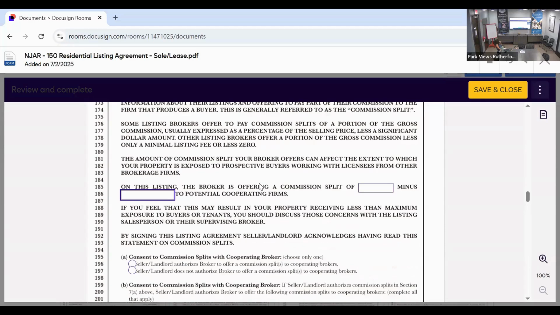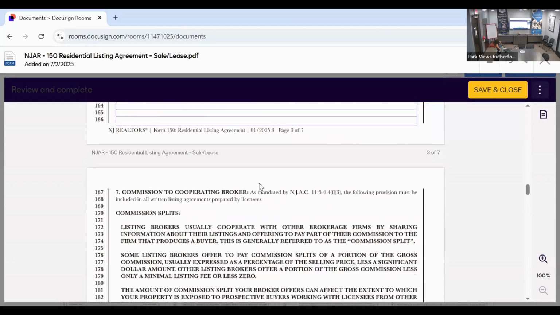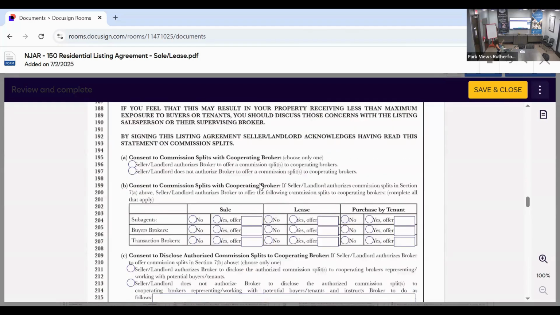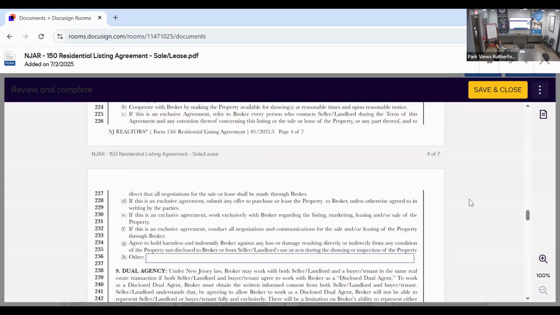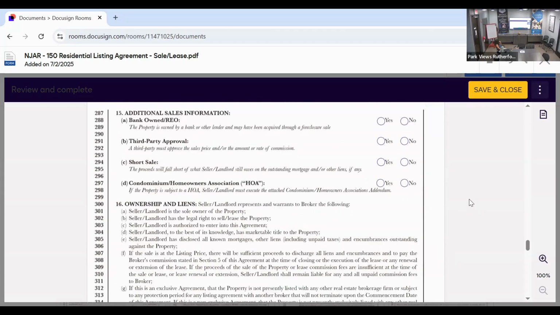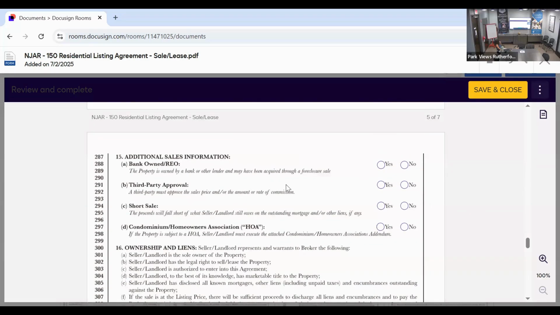Also, the other big thing I noticed, I see it more on the exclusive agency form. Here's where you'd write no commission, yes commission, what the percent is. These boxes down here, is it bank owned? Yes or no. Third party? Yes or no. Short sale? Yes or no. Condo? This is for condos and co-ops. That is only for a sale. So if you're doing a rental, they're all no.